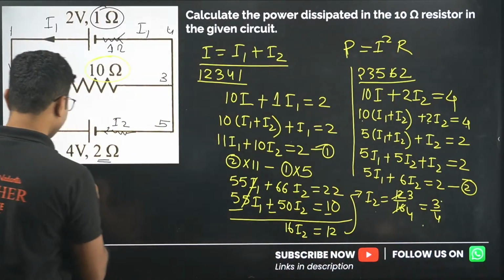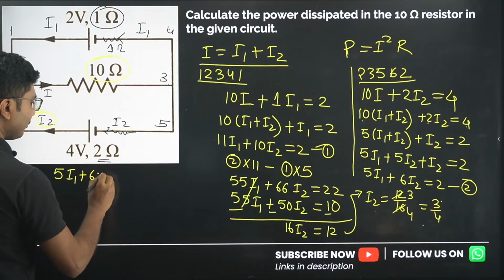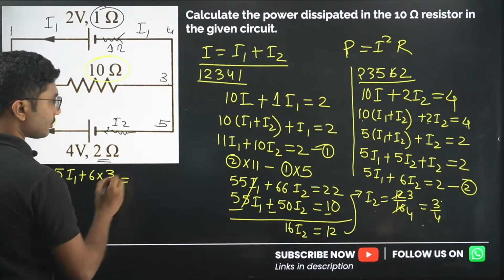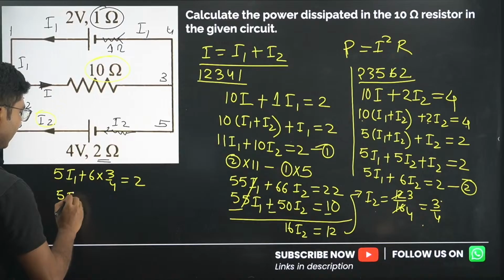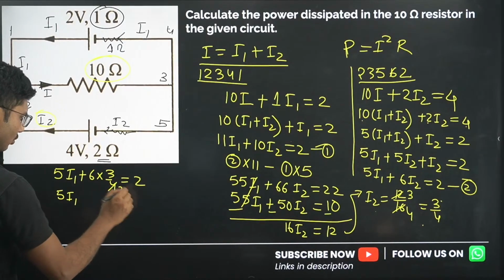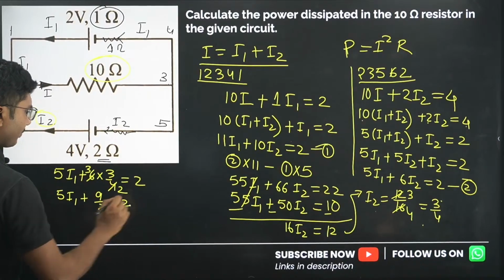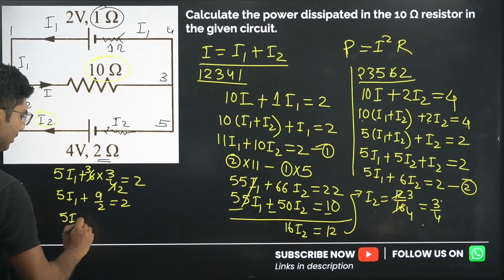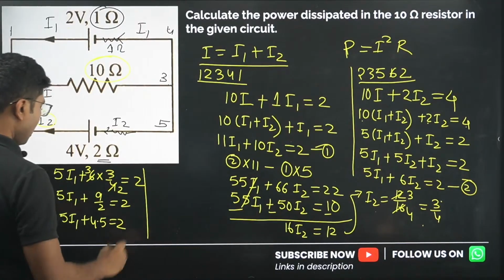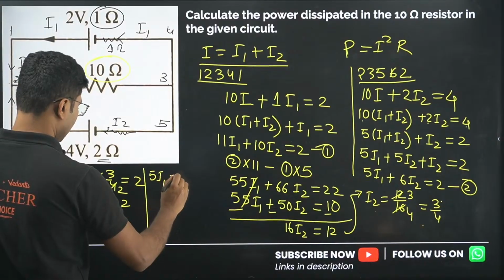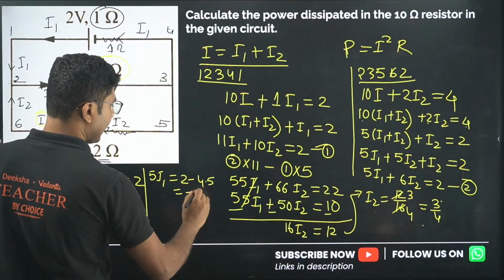So we will be using equation number 2. So 5I1 plus 6 into 3 by 4 equals 2. Now 5I1 plus 9 by 2 equals 2. So we got 5I1 plus 4.5 equals 2, or 5I1 equals 2 minus 4.5, that is minus 2.5.